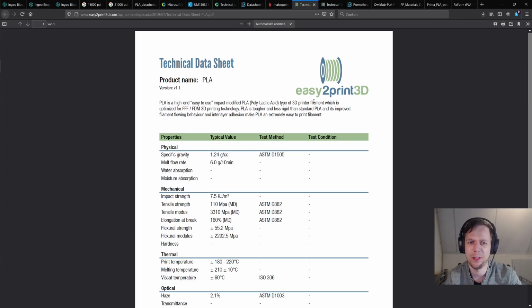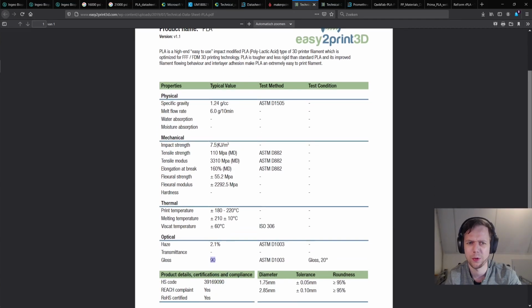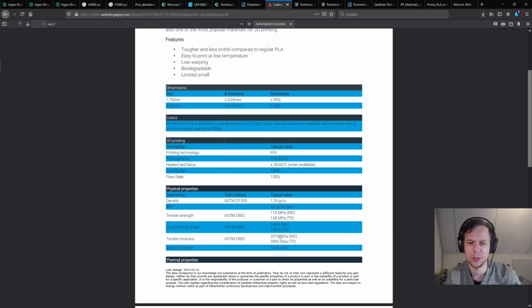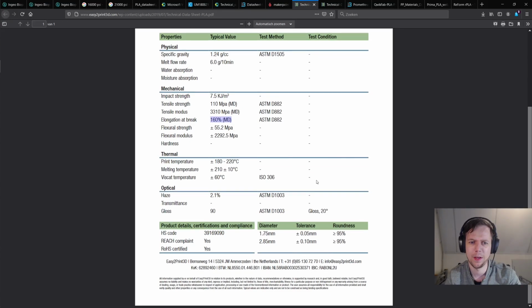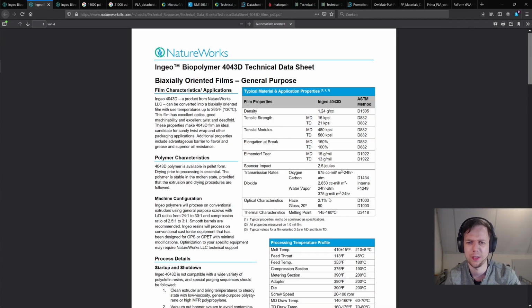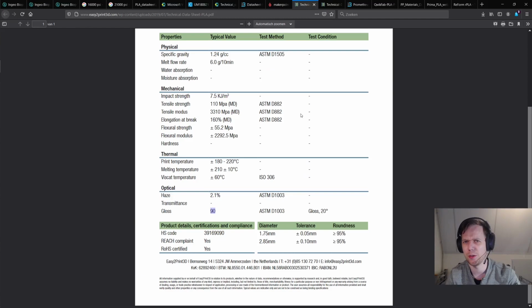Here we have Easy to Print 3D. This is one of those. This is weird. So they have 7.5 kilojoules again. They left out the transverse direction, but the machine direction numbers are still here. So 110, 3310, 160, which is exactly what we have over here. And they also decided to copy paste the haze and the gloss values. So 2.1% to 90, which is over here. And that's just a little bit weird again, because it's nigh impossible to achieve these values with FDM 3D printing. FDM inherently introduces some haze into your print, so how would you ever get this?